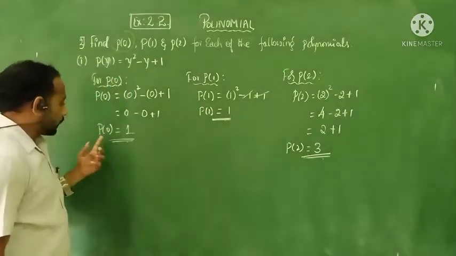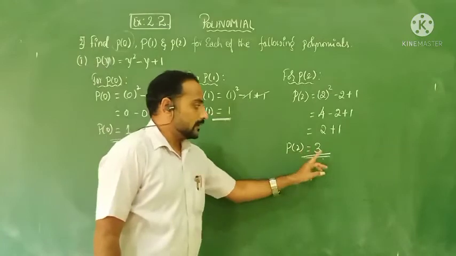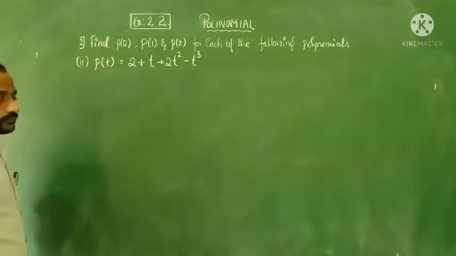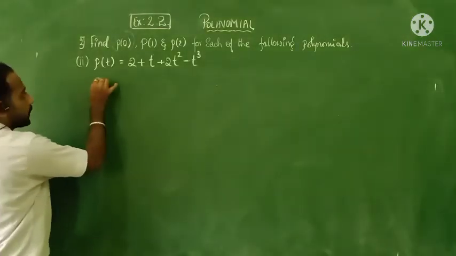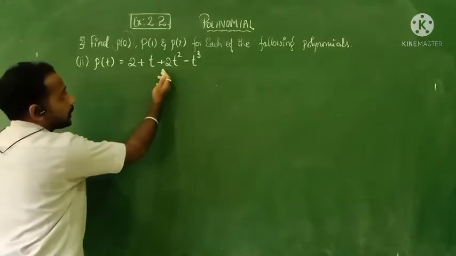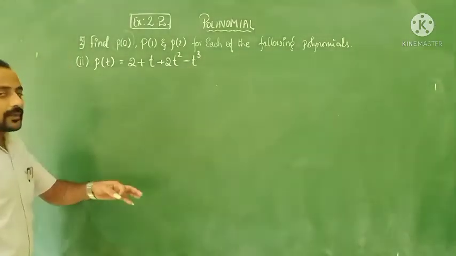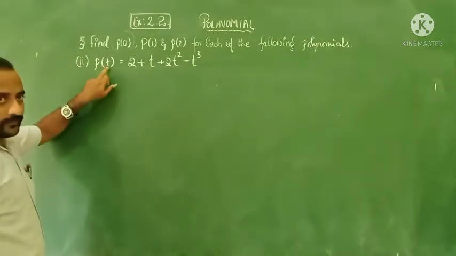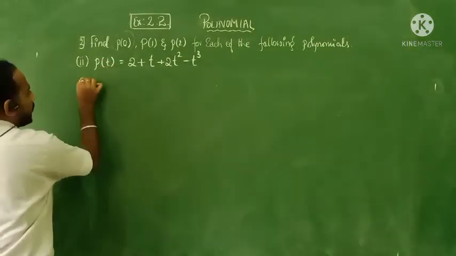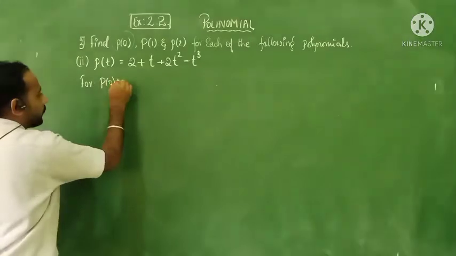See, we got the values of P of 0 as 1, P of 1 as 1, P of 2 as 3. That's it. Now here there is a second solution. P of t is equal to 2 plus t plus 2t square minus t cube. The variable we used here is t. Now let us find out the value for P of 0.